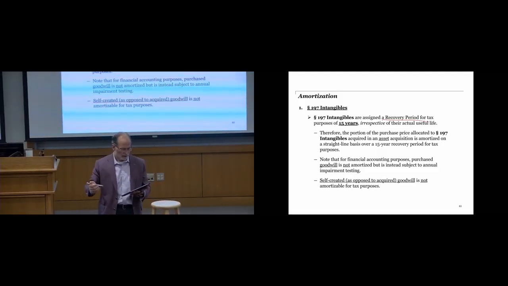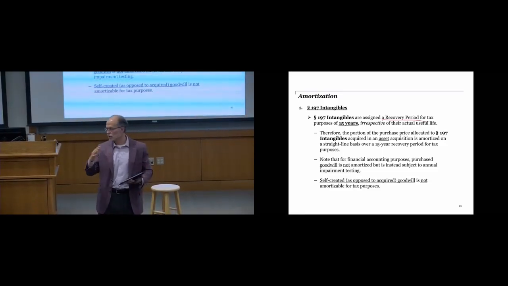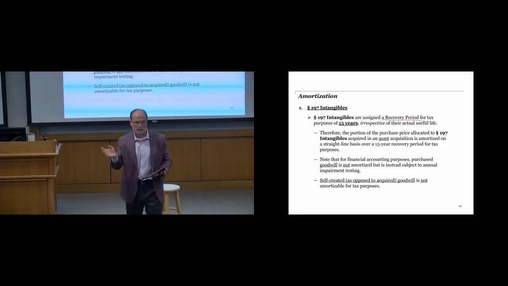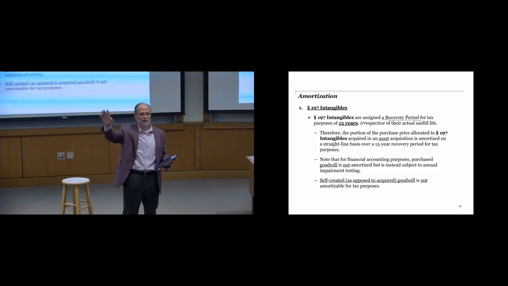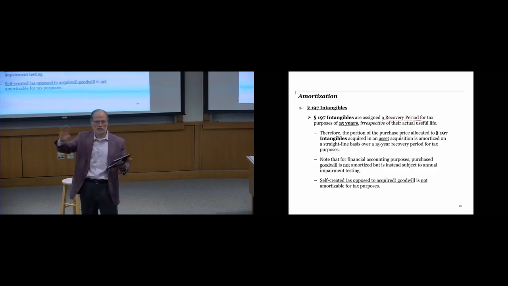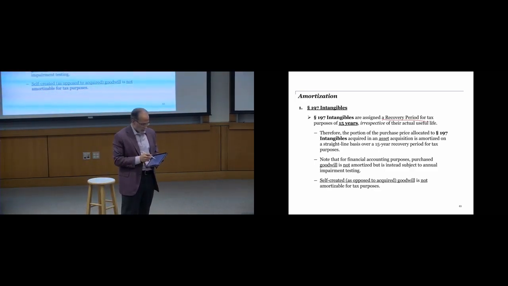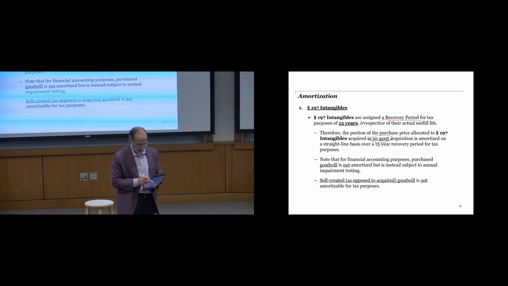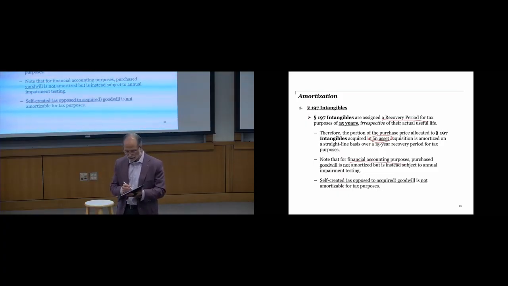And the reason the government chose 15 years, remember I told you there was a tortured litigation history on this issue, and the government said, okay, we're tired of fighting about this. You win, you get the litigation, but it's over 15 years straight line. Okay? So the portion of any purchase price allocated to a 197 intangible in an asset acquisition is amortized straight line over 15 years for tax purposes.